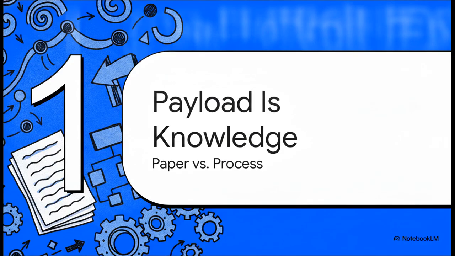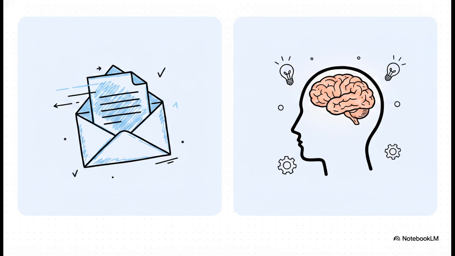The payload is knowledge, understanding the difference between paper and process. You see, the central tension of literally any tech transfer really comes down to two specific forms of knowledge: explicit and tacit. Explicit knowledge is everything that's already codified. We're talking about your protocols, your reports, your batch records. It is incredibly easy to email, and while it's totally necessary, it is not sufficient on its own.